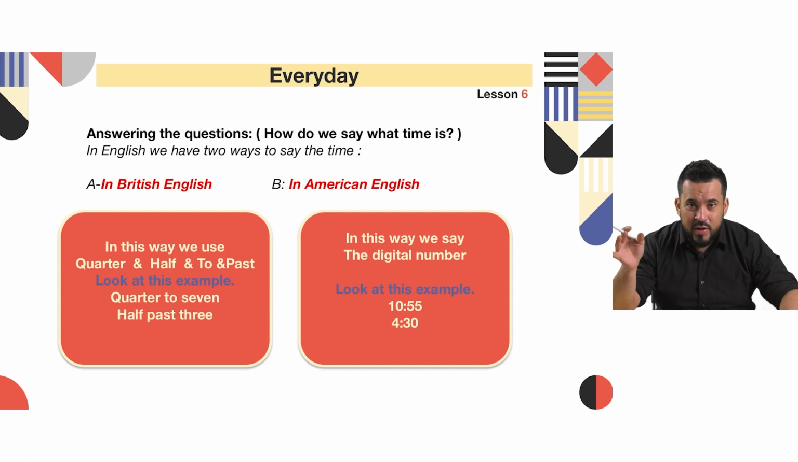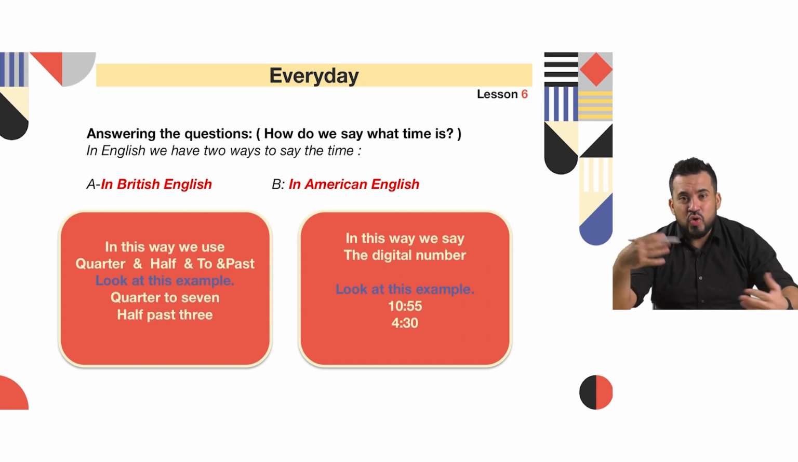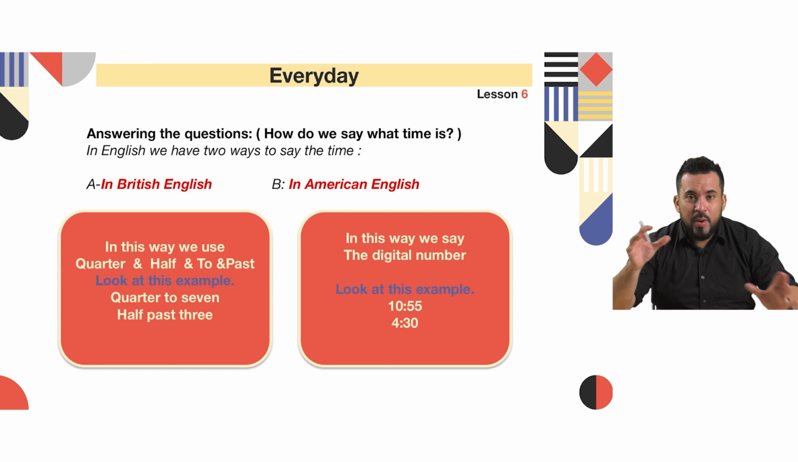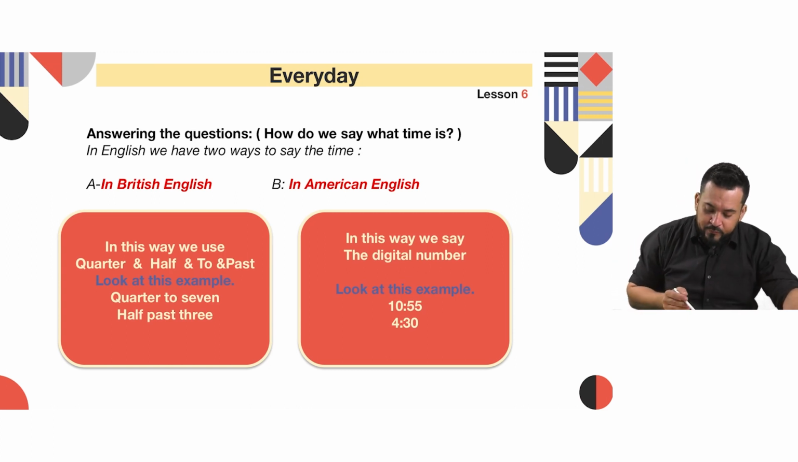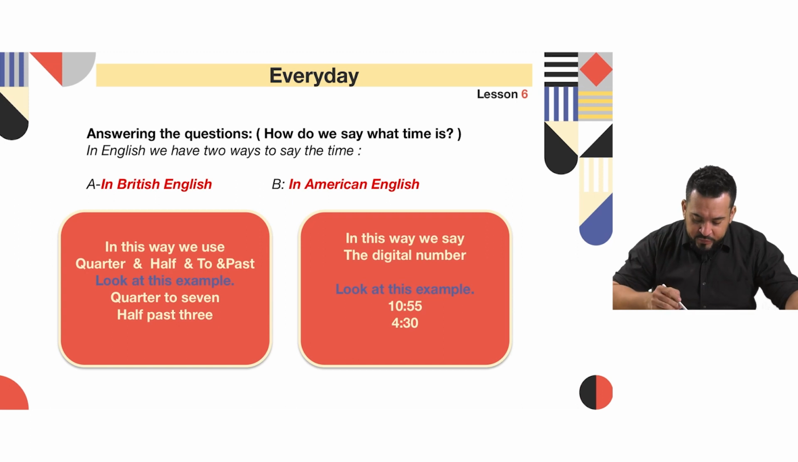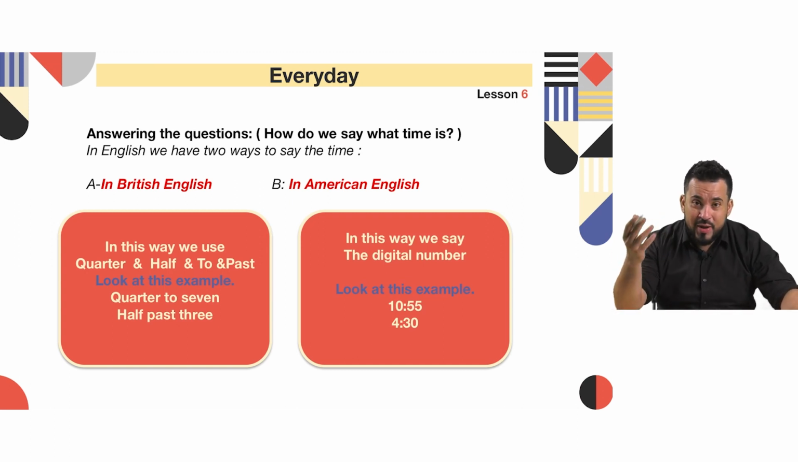We have two main ways of saying the time. We have the British way and we have the American way. The British way is a bit more complicated. The American way is really easy. Most people are using the American way, but we will cover both ways of telling the time. So, with the British way, we say quarter, half, to, and past. Okay? Quarter, half, to, and past.